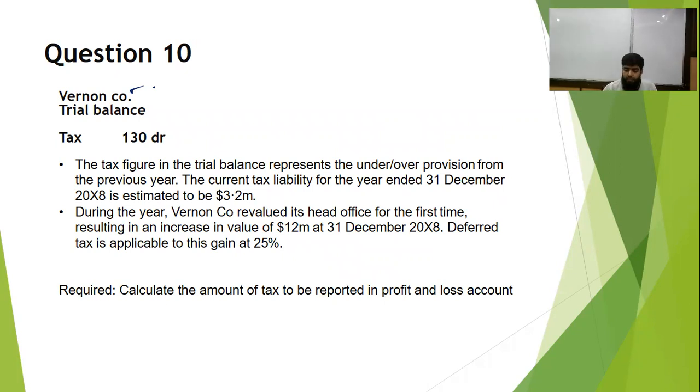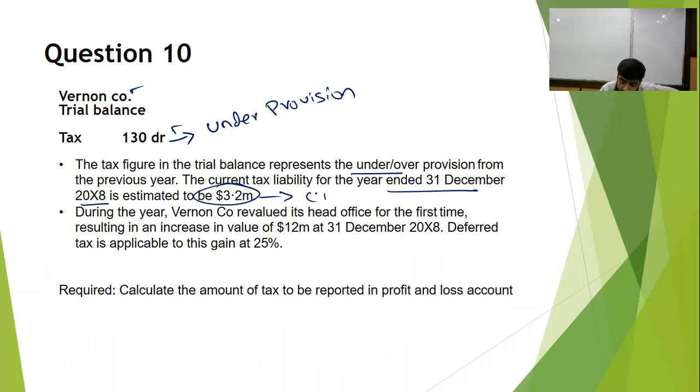Vernon Company, the trial balance shows the tax amount with a debit balance of $130. And I told you, if tax is given with a debit balance, it means it's an under provision. The tax figure in the trial balance represents the under provision or over provision. If it is a debit balance, it means under provision. If it was a credit balance, it would have been considered an over provision. The current tax liability for the current year, that is 31st December 2008, is estimated as 3.2 million.